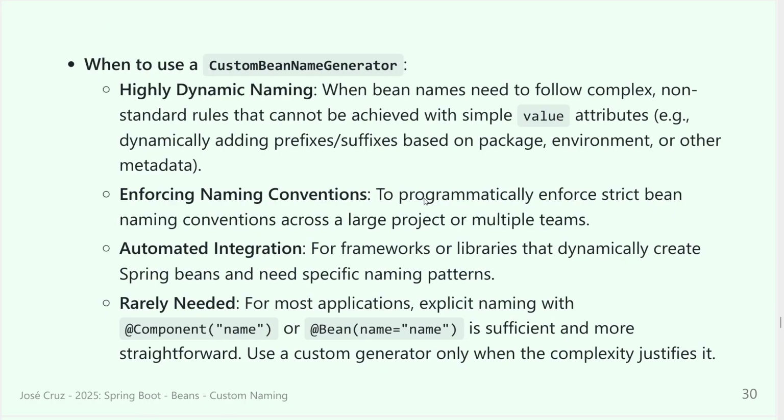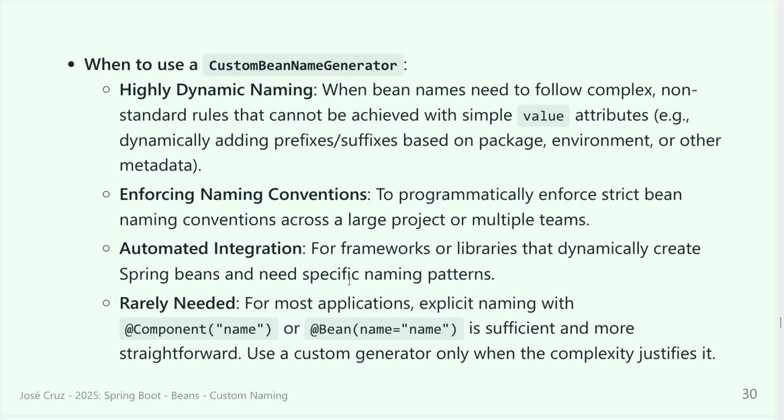Just this. Okay, when to use a custom bean name generator: highly dynamic naming, when bean names need to follow complex, non-standard rules that cannot be achieved with simple value attributes. For instance, the scenario that I gave to you, in your company you have rules that you want to check on your beans, enforcing naming conventions. Again, automated integration for frameworks or libraries that dynamically create Spring beans and need specific naming patterns. Sometimes there are generators in some frameworks that you want your application to be available to, maybe your jar, and they try to find beans with specific names. There are rules there. It's not popular, but it exists.